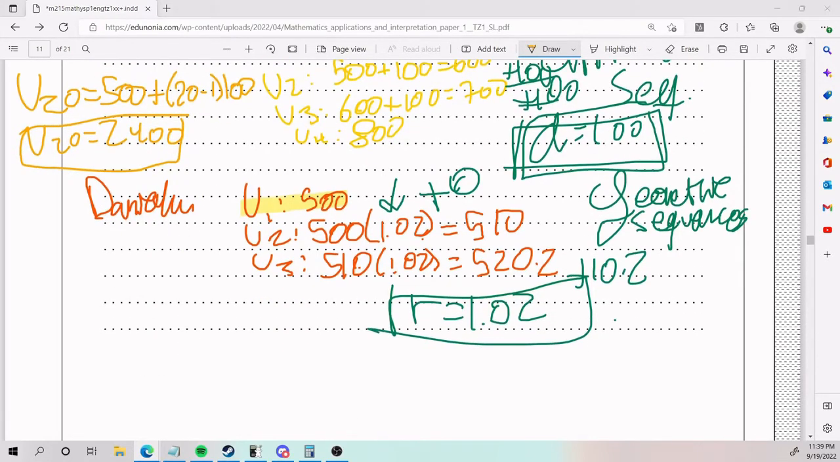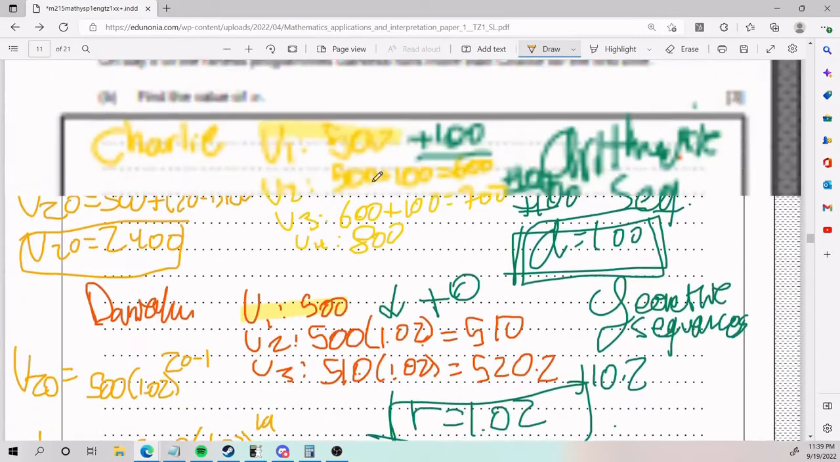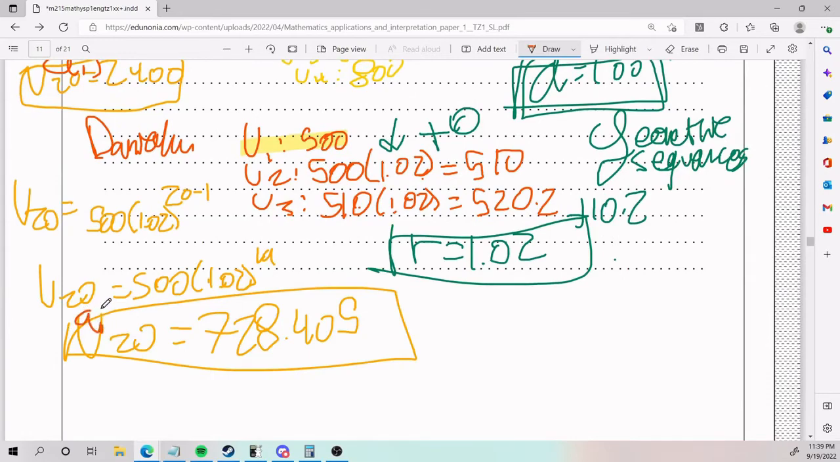For Daniela, we have a similar approach, just that we use the other formula. U20 will equal U1, which is 500, times r, which we said was 1.02, to the power of n minus 1. n is 20, so we have the minus 1 here. So U20 equals 500 times 1.02 to the power of 19. This gives us U20 equals 728.405. Cool, so that is for part a(i), and part a(ii) is down there.